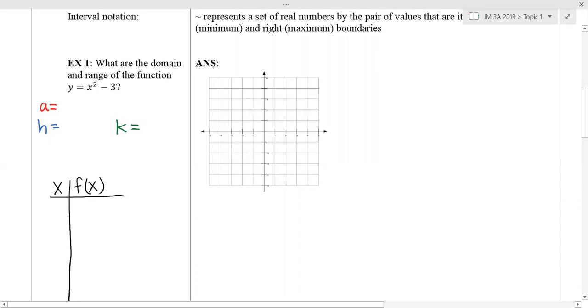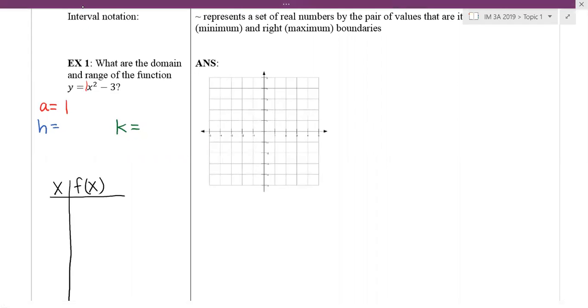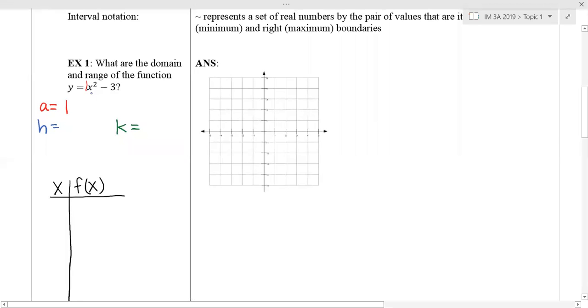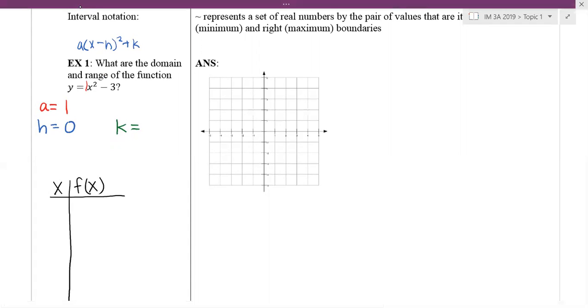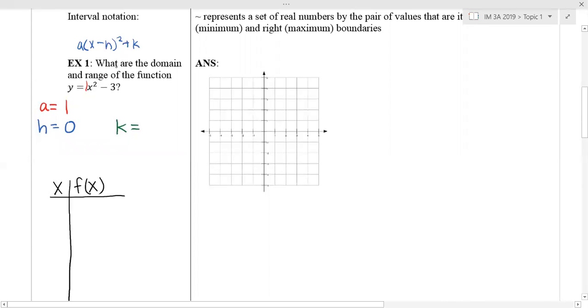And so to do that, what we want to identify within our expression is what is a, what is h, what is k. Looking at the function, the coefficient on x squared is 1, so that means our a value is 1. There are no parentheses, so remember the way that this works is that it's a times (x minus h) squared plus k. When there's no parentheses, that means that our h value is 0. And then k is the number being added or subtracted after the squared. And so that means our k value is -3 for this problem.